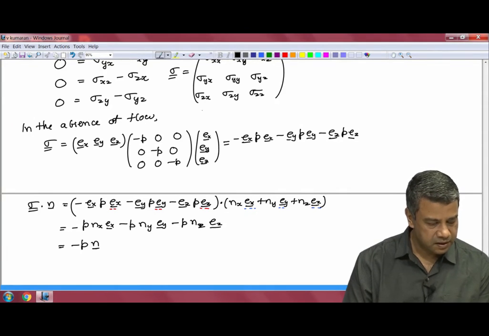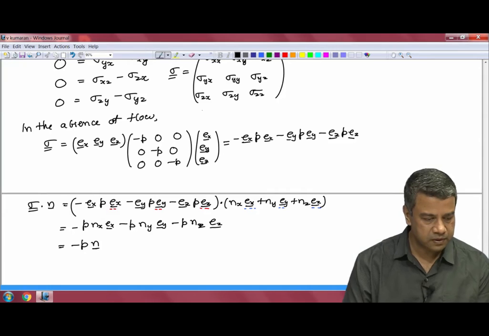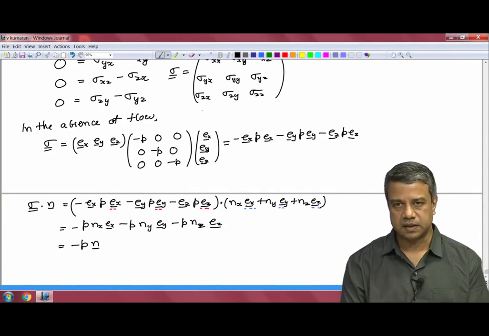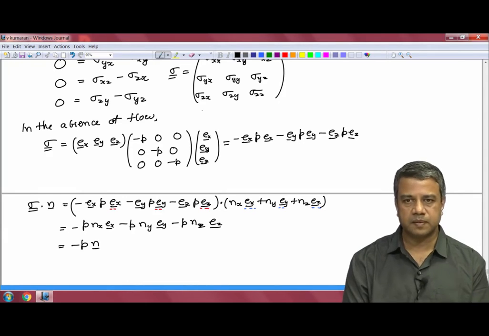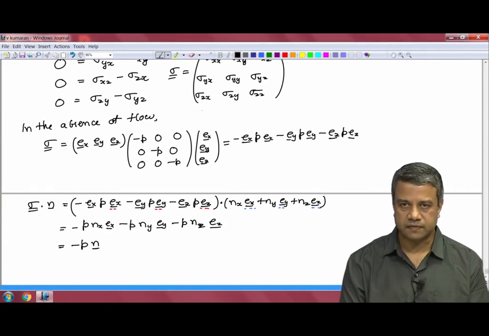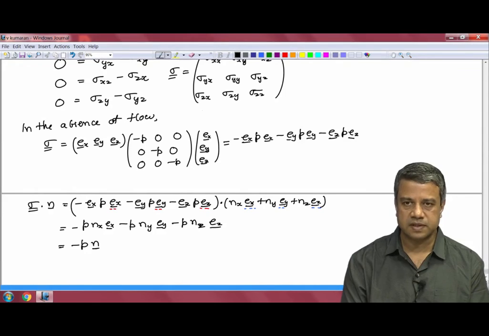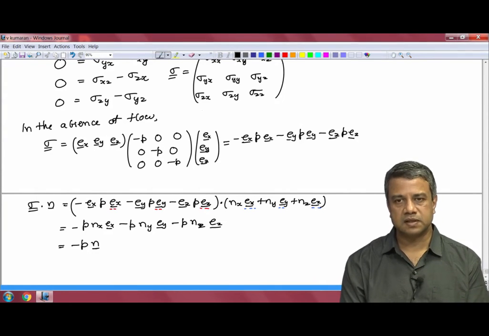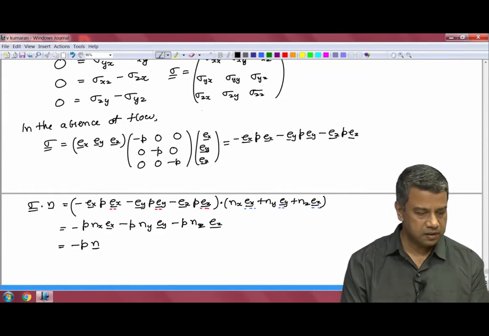So, in the absence of any flow, there is still a pressure which acts along the inward unit normal. The magnitude of the pressure is the same, independent of the orientation of the surface. The direction of the force exerted due to the pressure is along the inward unit normal.